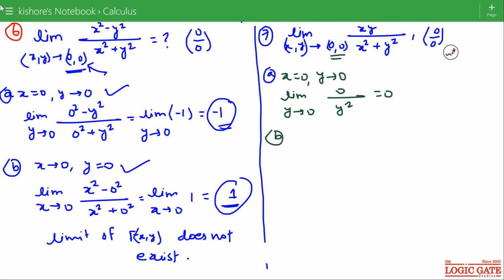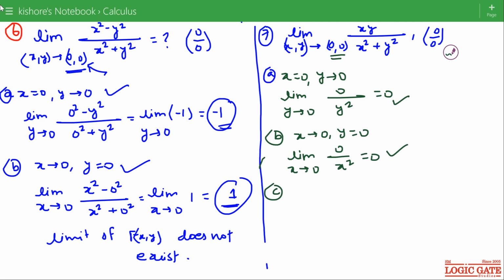Now we'll keep y fixed and x is tending towards 0. It means we are approaching 0, 0 through the x-axis. So x tending towards 0, y is 0. So this is also 0. Okay, so if we are approaching the point 0, 0 through two different paths, then the function is giving the same limit. Now let's try one more path.